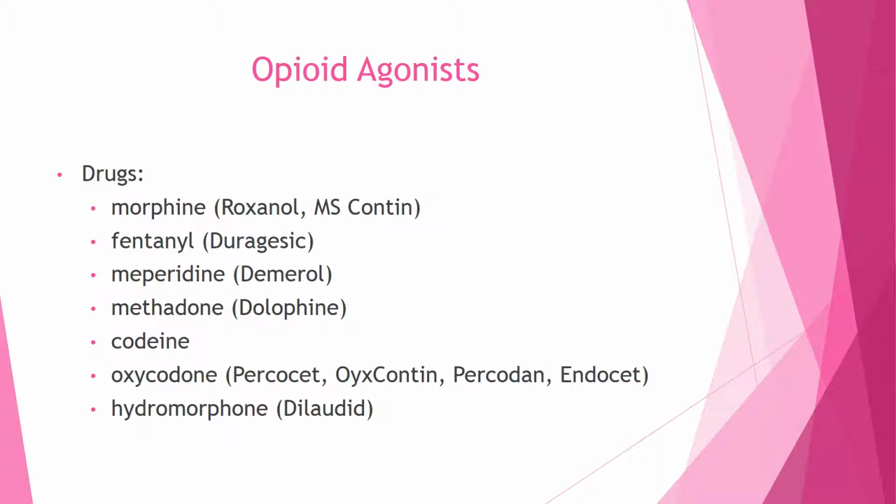Okay, opioid agonists to begin with are morphine, fentanyl, meperidine, methadone, codeine, your oxycodone, which is your Percocet, your OxyContin, Percodan, and then Roxicet, and then hydromorphone, which is your Dilaudid.